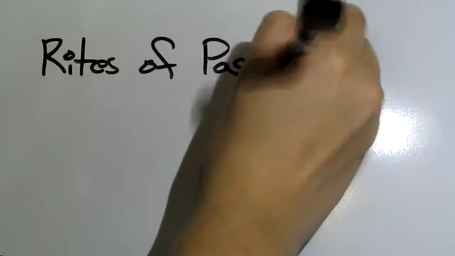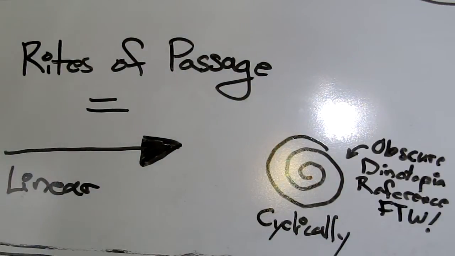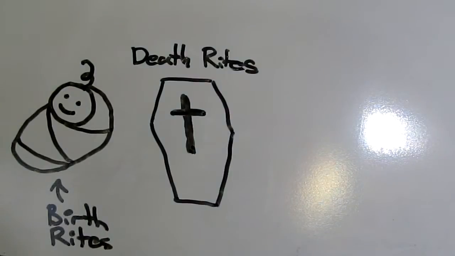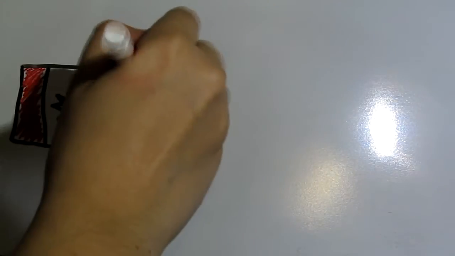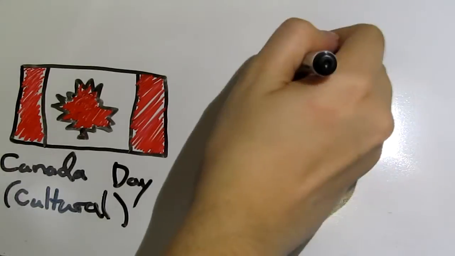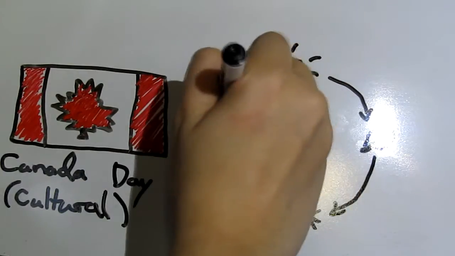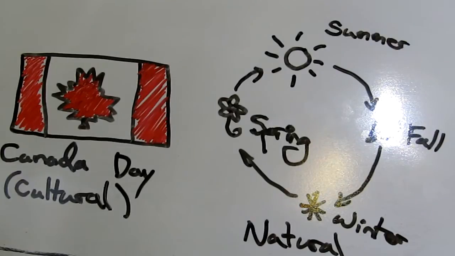Rites of passage are different because they happen linearly rather than cyclically, and they take place over the course of individual lifetimes. Things like birth rites, death rites, graduation, marriage, and so on. They highlight the transitions that we make as we grow up in age. Both types of customs might be based purely on cultural constructions, things like Canada Day, which was created by the institution of government, or on natural cycles, biological or otherwise, that would happen regardless, like children growing up, the seasons changing, etc., etc.